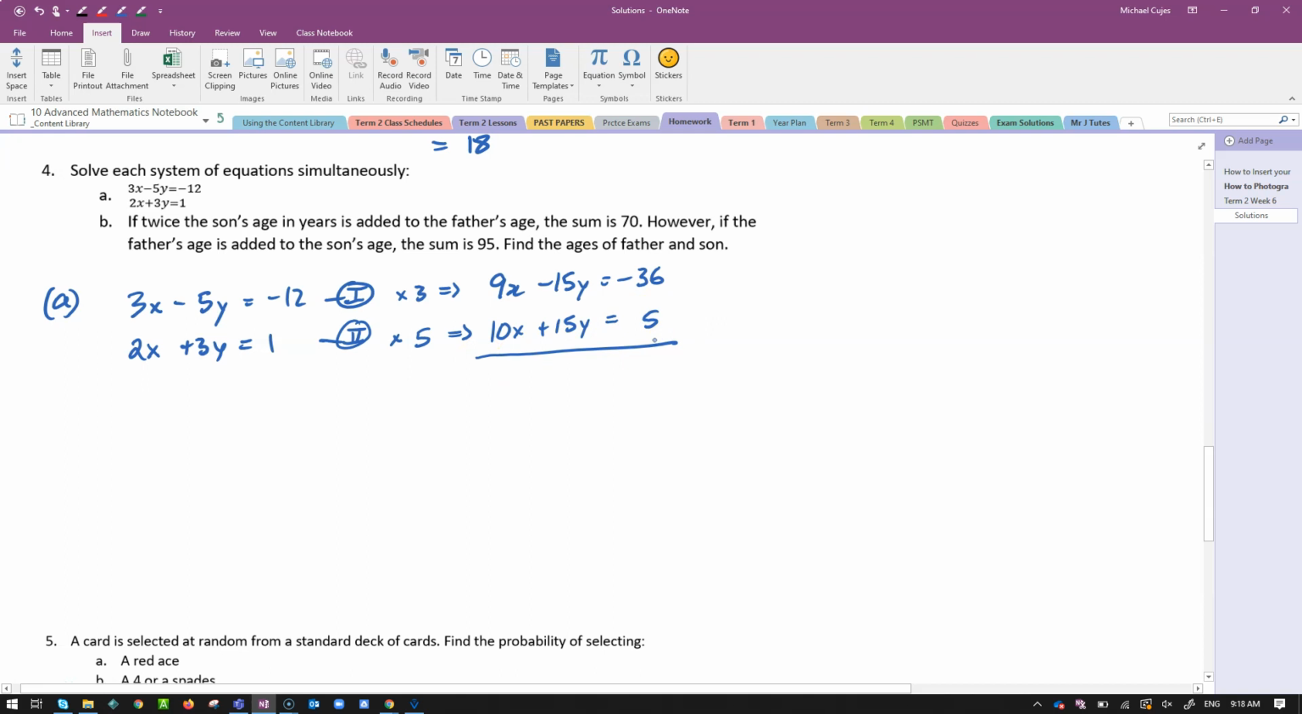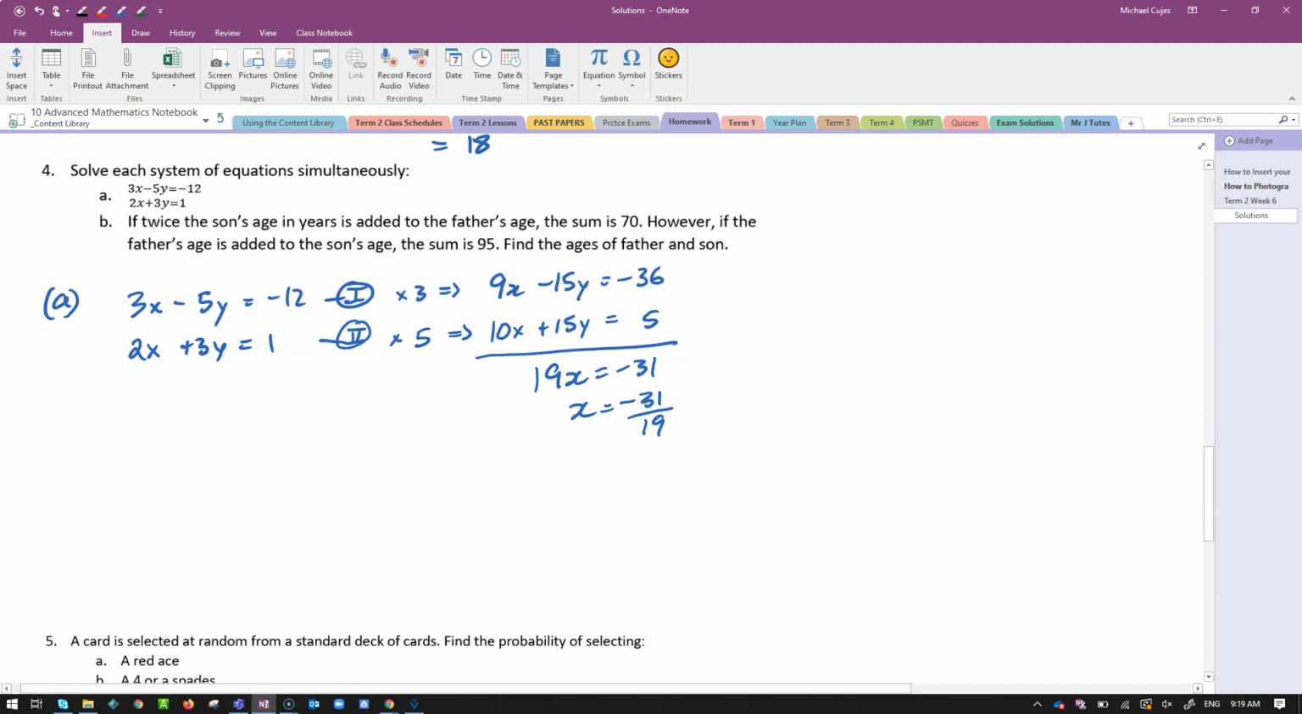And we agree so far. 9x minus 15y. I'm going to add those two things together because that's going to make my life easier again, isn't it? Sort of. 10x plus 9x is 19x. Negative 36 plus 5 is negative 31. X is equal to negative 31 over 19.